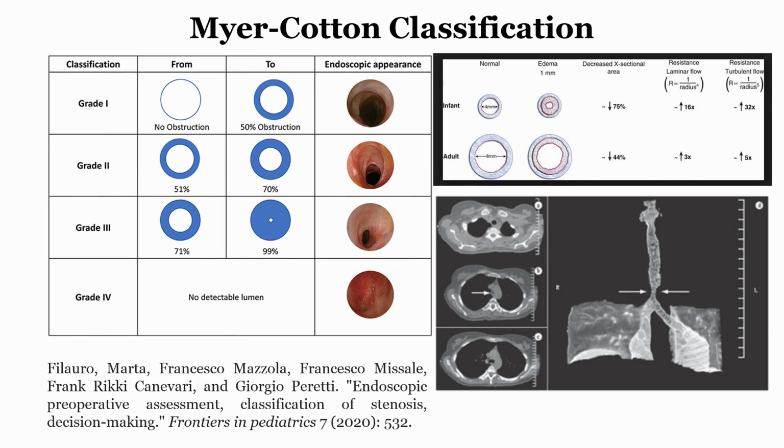So, for that they have this classification: grade 1 when the channel is healthy, that is no obstruction, and anything less than 50% obstruction they have classified as grade 1, and grade 2 between 50 and 70% obstruction, that is only this much patency is available either for the blood or for the air to flow through this channel. And then 70 to 90% is grade 3, and grade 4 when there is no detectable lumen.